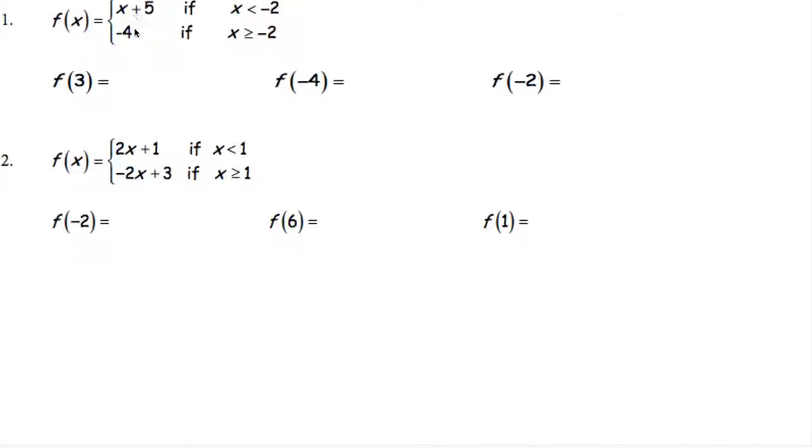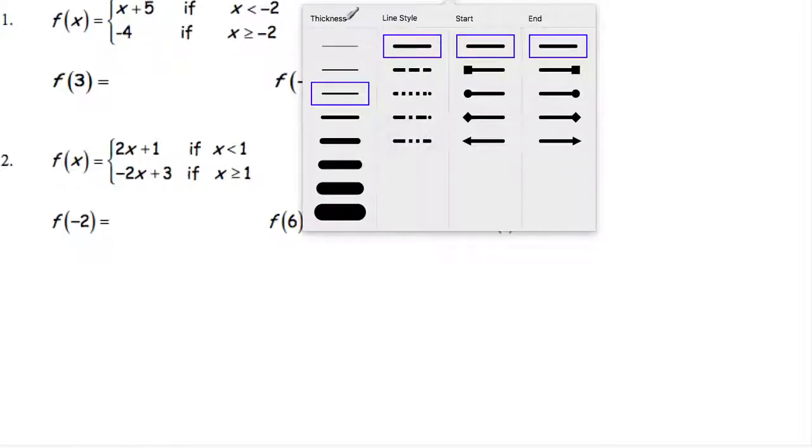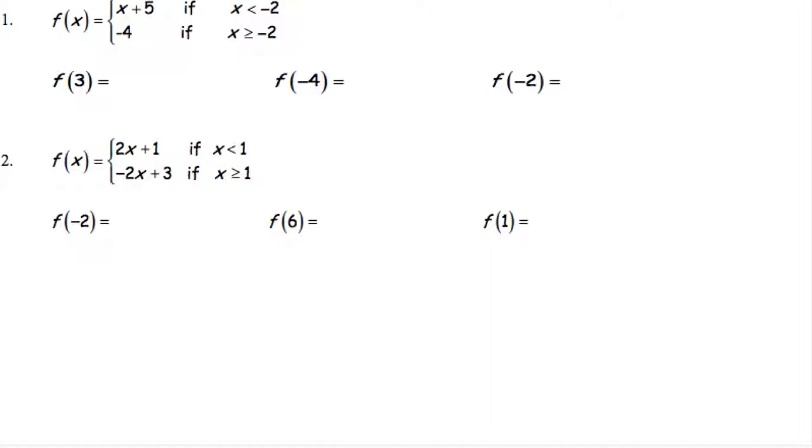However, we split this up into two different parts. Now, the first part is where we have x plus 5, and that's where x is less than negative 2. So where x is less than negative 2, we would plug our value for x into x plus 5. Where x is greater than or equal to negative 2, we're going to get a negative 4. So there's no x to be plugged in, it's just negative 4.